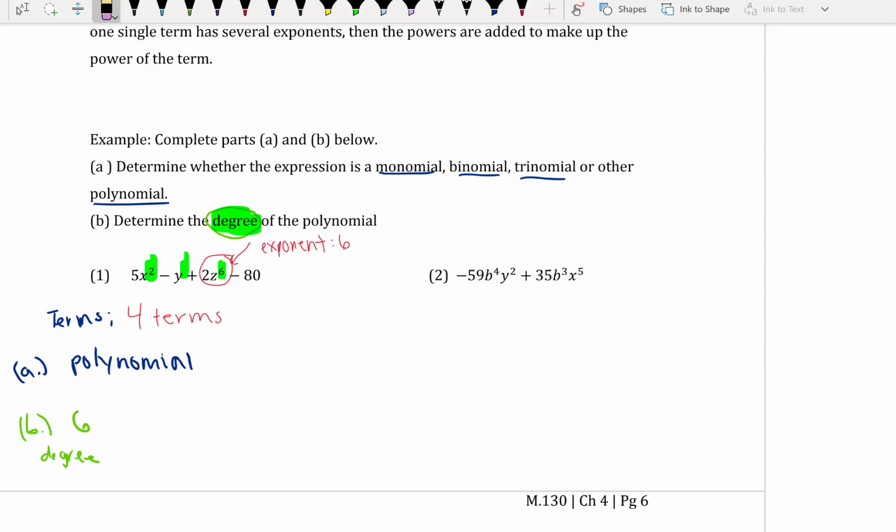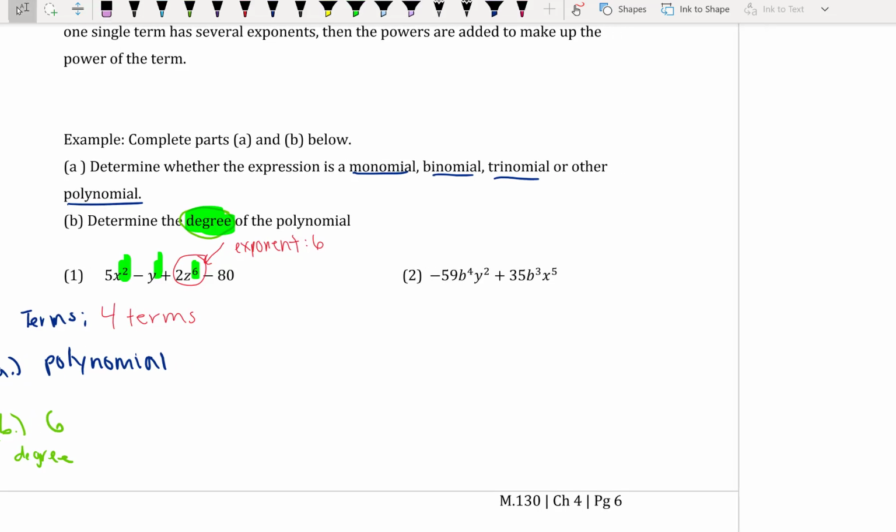Okay, so now let's look at number 2. Looking at number 2, let's see how many things are being added and subtracted. That's going to give us the amount of terms. We have 1, 2 things that are being separated by addition. So we have 2 terms. Because we have 2 terms, that's going to be a binomial.